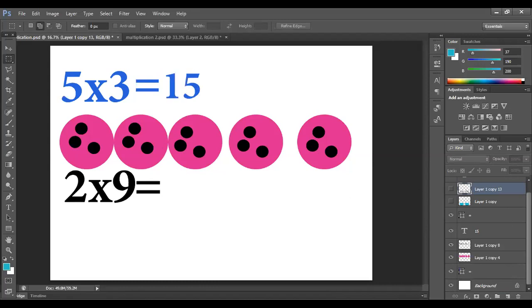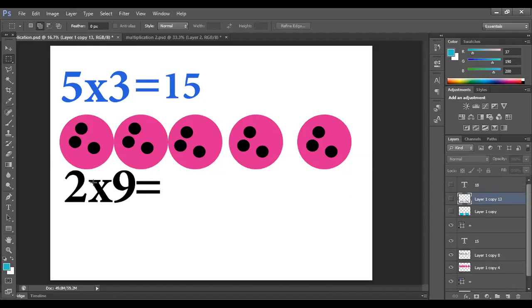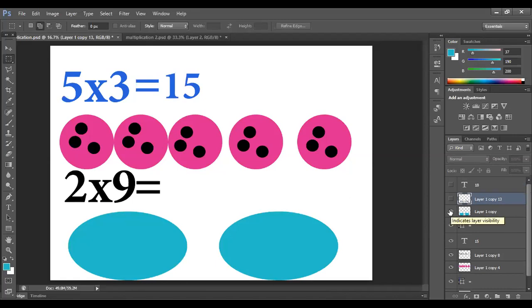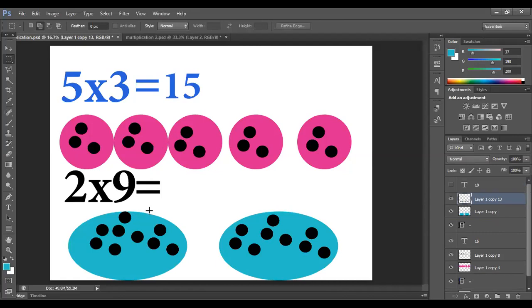What about 2 times 9? 2 is the number of groups, so I have 2 groups. 9 is the number of circles inside each group. So here I have 9 and 9. So 9, 10, 11, 12, 13, 14, 15, 16, 17, and 18. So 2 times 9 equals 18.